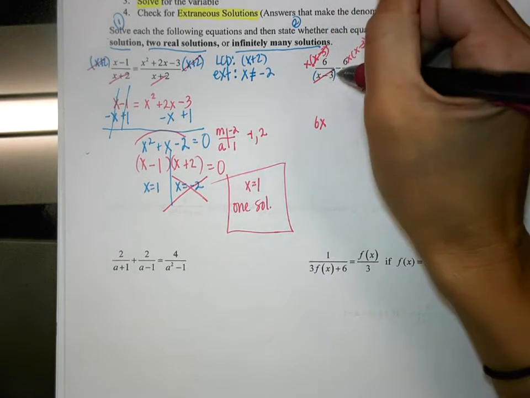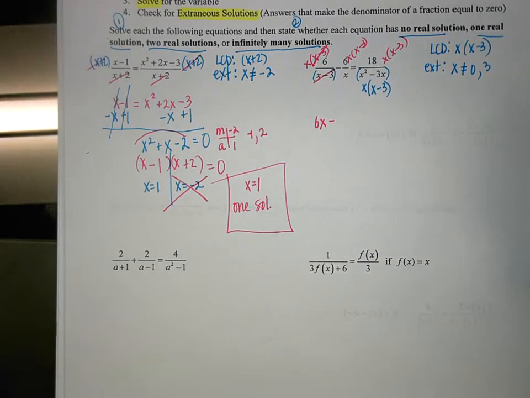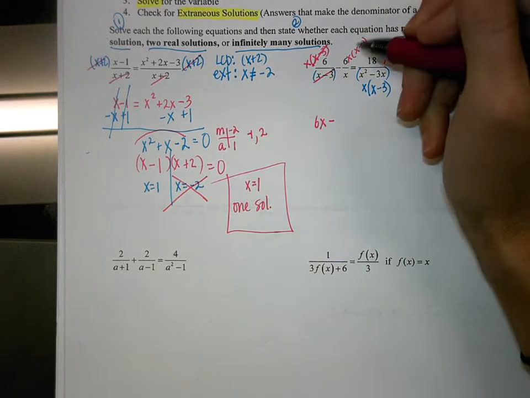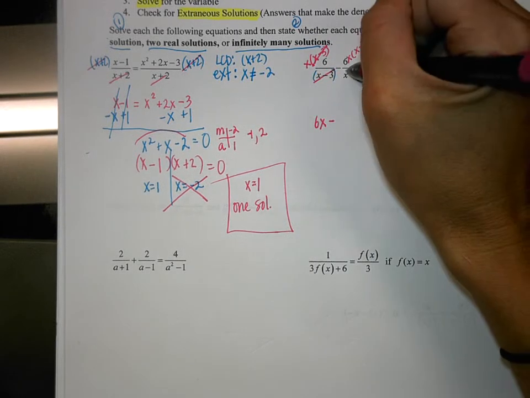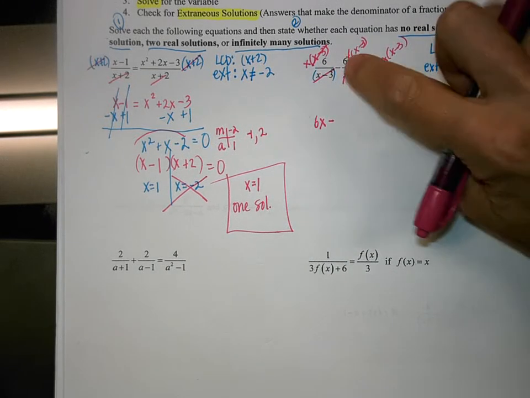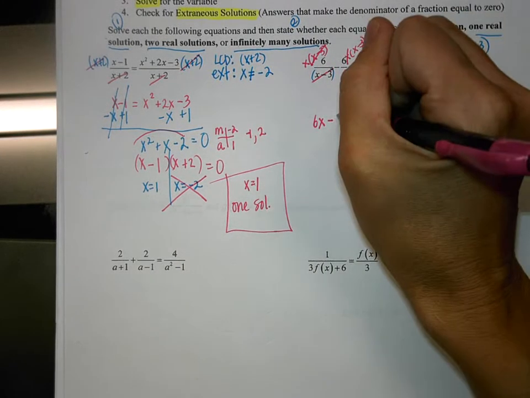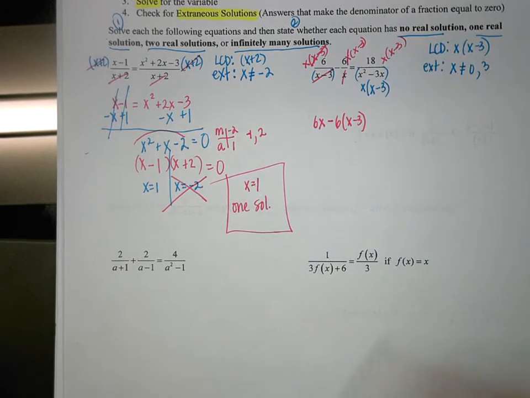I'm going to write my minus sign. Okay? And what's going to happen here? The x's cancel out. Now, some of you might want to combine steps together, but for right now, I'm going to write this as negative 6 times x minus 3, and I'm going to go back and distribute later. Okay?